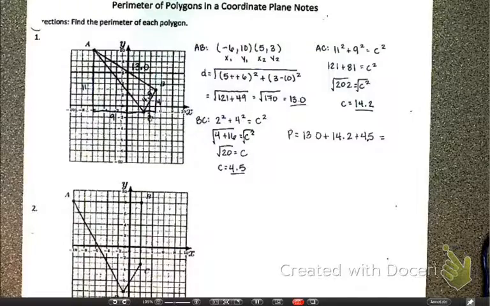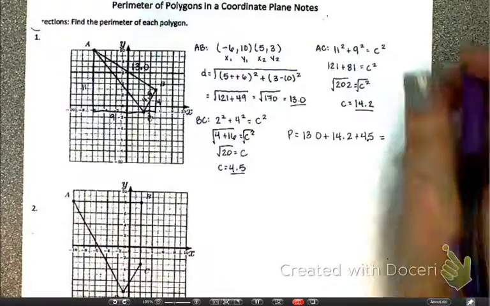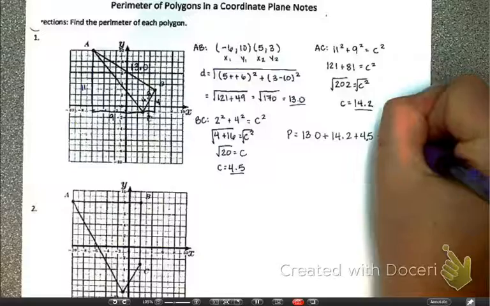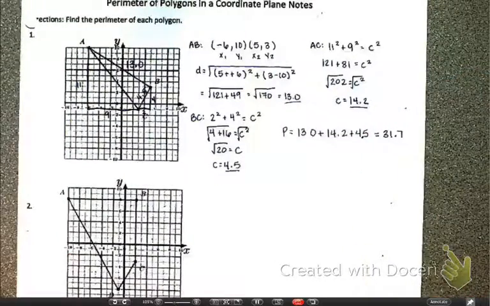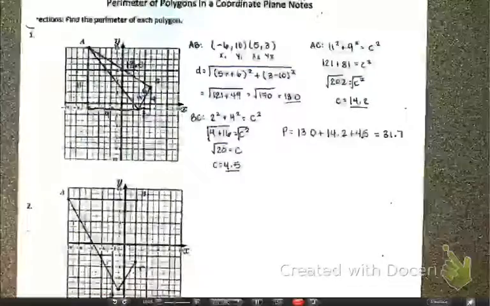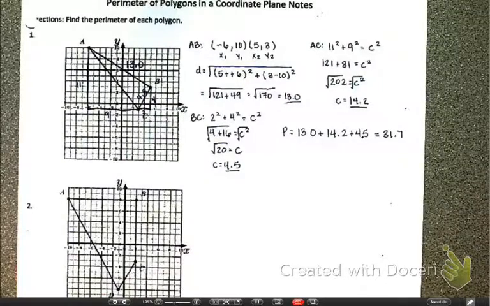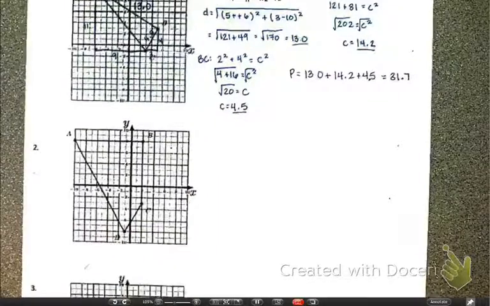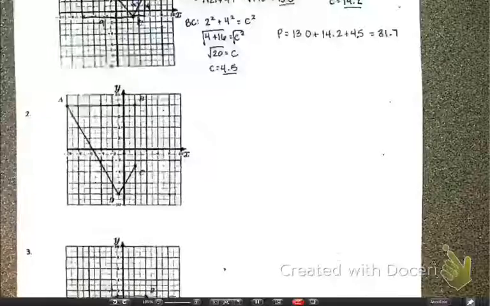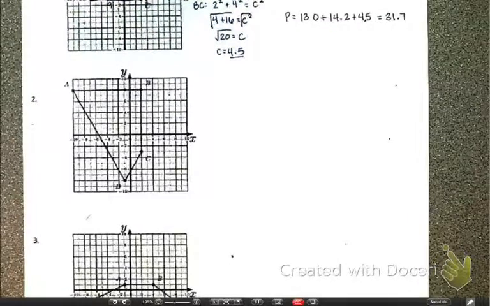What'd you get when you added up all the sides? 31.7. Can someone else confirm that? Yeah? Okay. So the only new additional piece that we're really dealing with today is perimeter and adding everything up. But distance and or Pythagorean theorem we've dealt with. All right, we're going to do number 2 together because I want you to notice something with number 2, and then I'm going to have you do 3 on your own, and then we'll be done with notes.